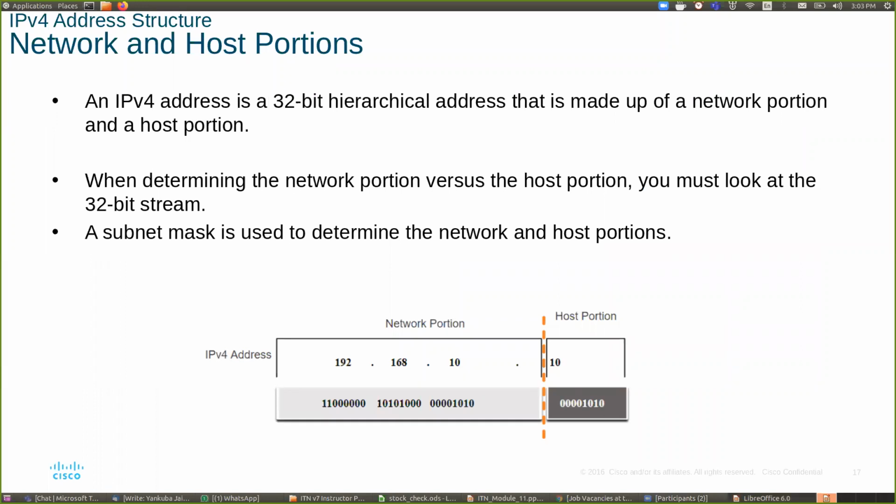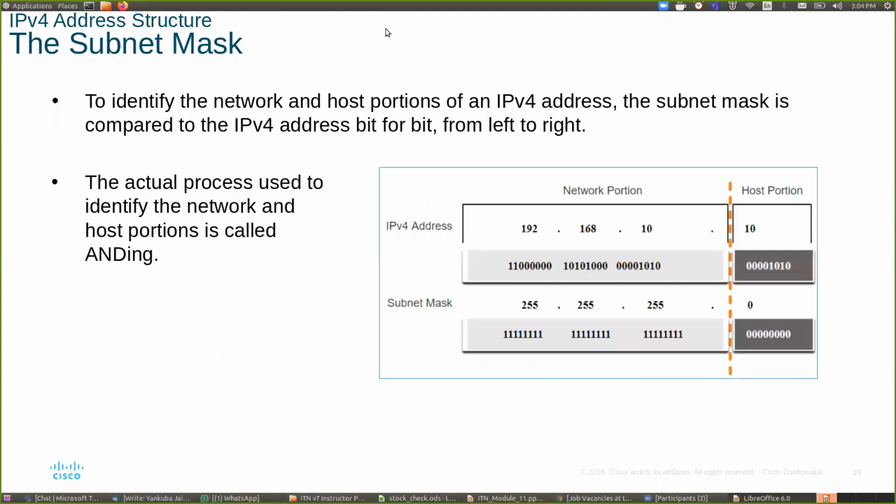Yes. So what I was saying is, this is an example of an IPv4 address, and an IPv4 address is divided into two portions, network portion and host portion. Okay, so the essence of subnet mask is to identify which part of the IPv4 address is the network portion and which part is the host portion. Okay, you can see a subnet mask here, 255.255.255.0. That is an example of a subnet mask.